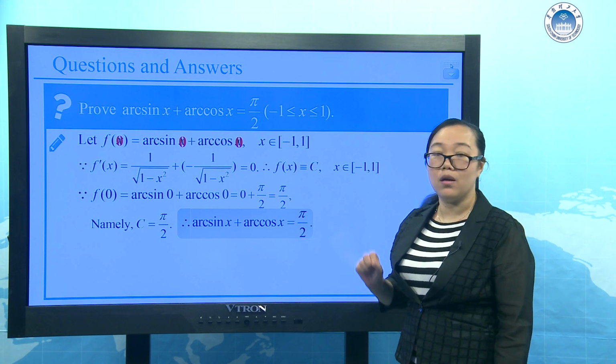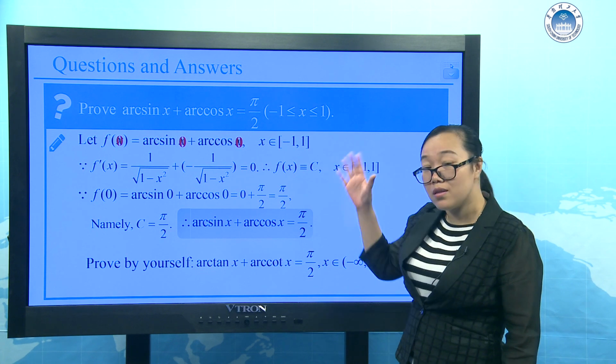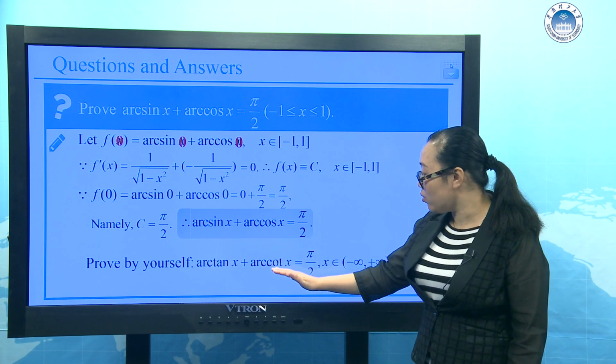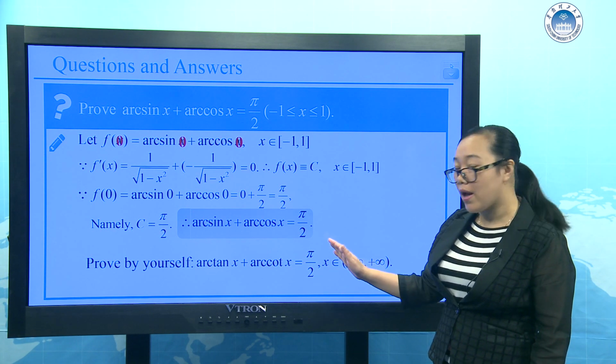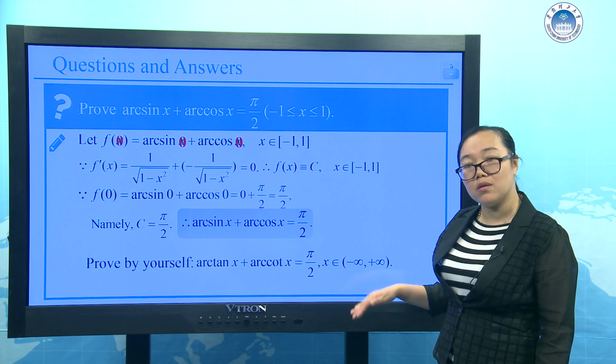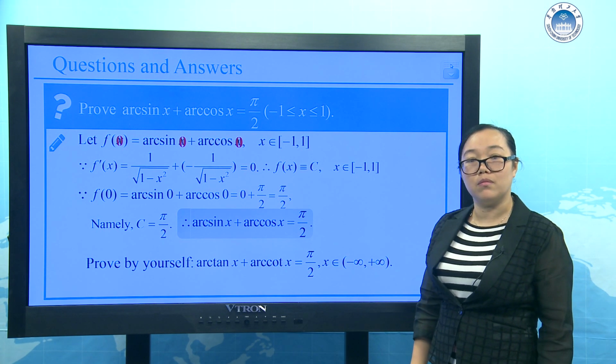Try to remember this formula. Prove by yourself in a similar way: arc tangent x plus arc cotangent x equals half pi, where x is any real number, which means the domain is the real number system.